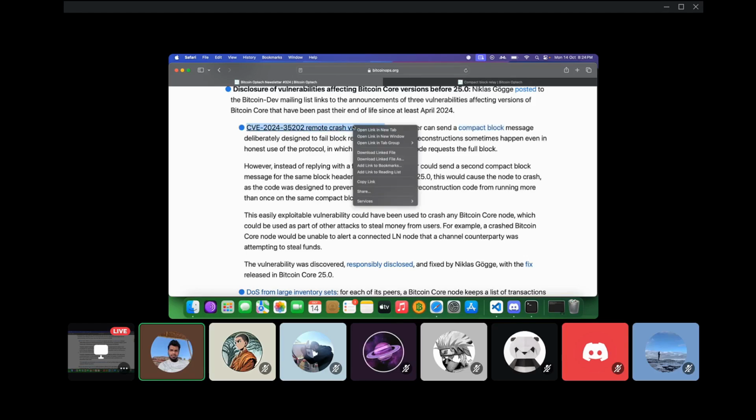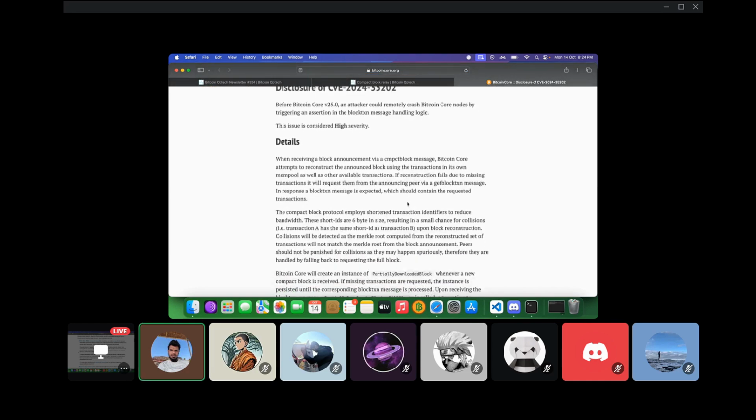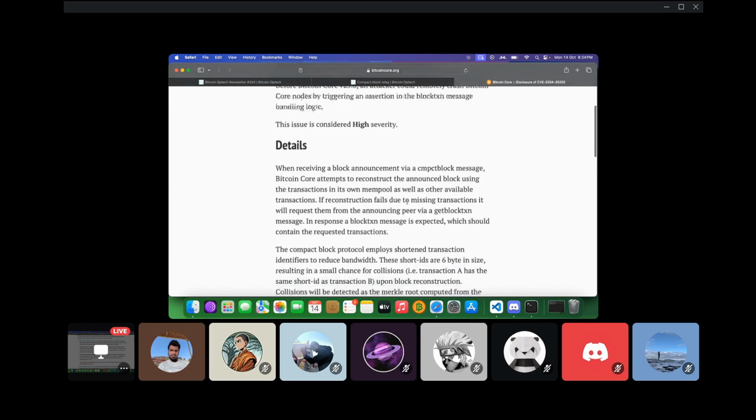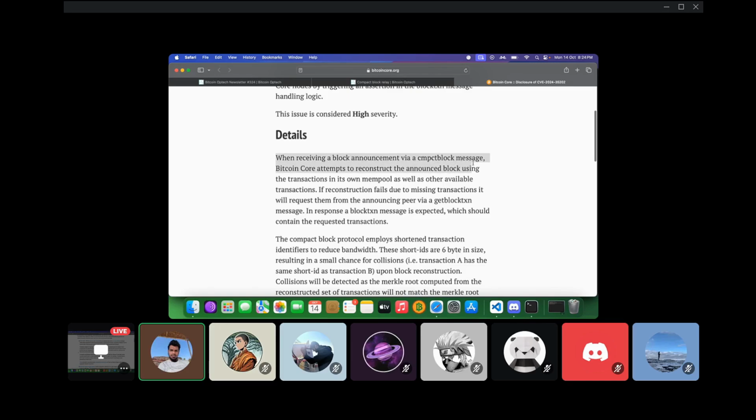Now let's read what this vulnerability exactly is. I will zoom in a little. When receiving a block announcement via a compact block message, Bitcoin Core attempts to reconstruct that announced block using the transactions in its own mempool as well as other available transactions. If reconstruction fails due to missing transactions, it will request them from the announcing peer via a getblocktxn message. In response, a blocktxn message is expected, which should contain the requested transactions.